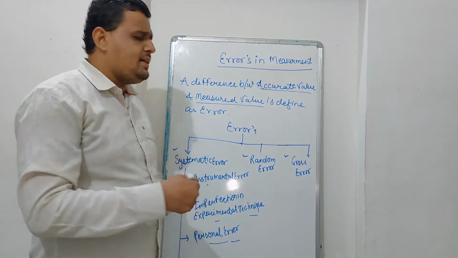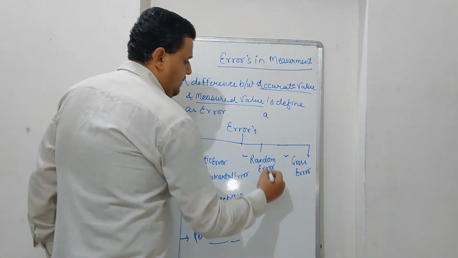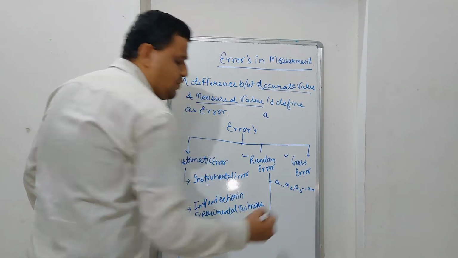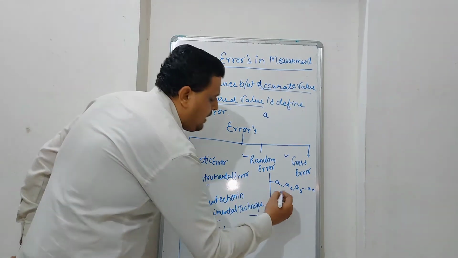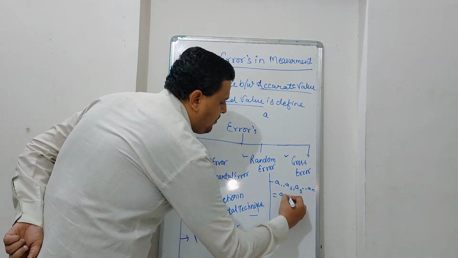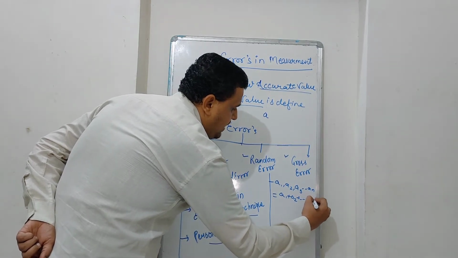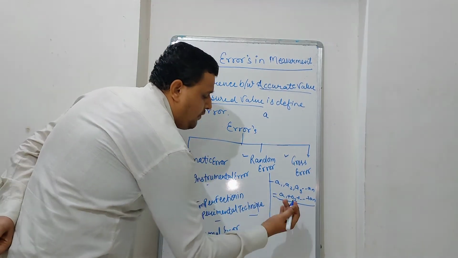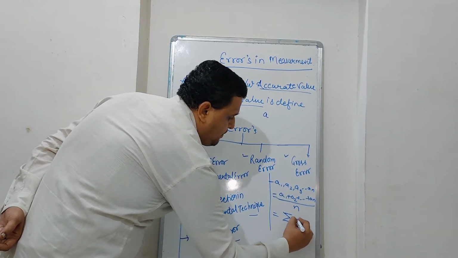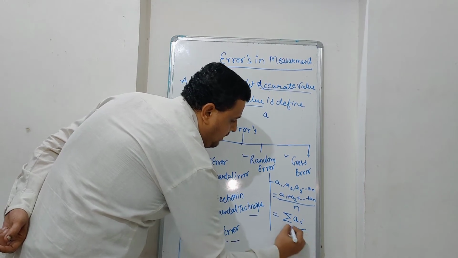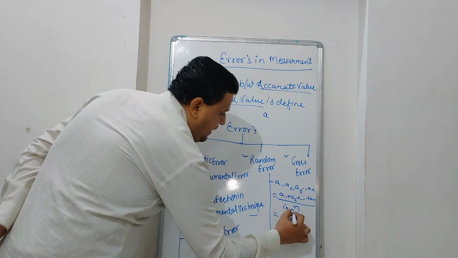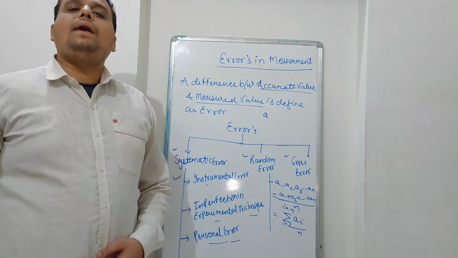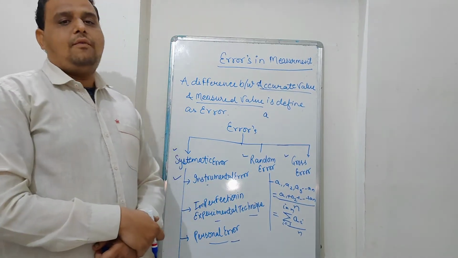Let us consider various observations like A1, A2, A3, up to An. From these observations, the random error is represented as A1 plus A2 plus up to An, divided by n. The value is written as the summation of Ai divided by n, with i going from 1 to n. The index i moves from position 1 to the nth position. This is defined as a form of random error.